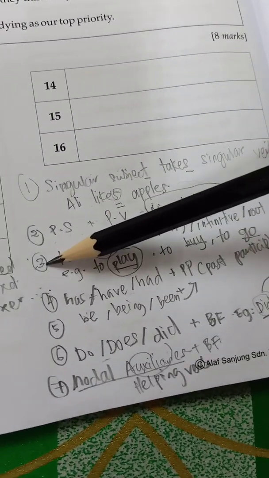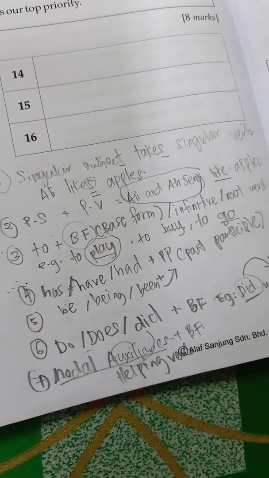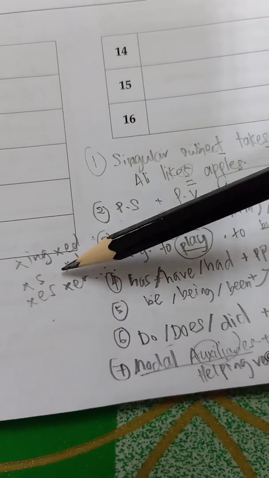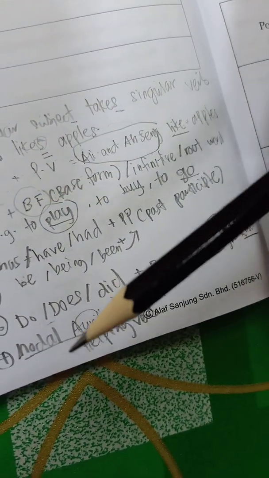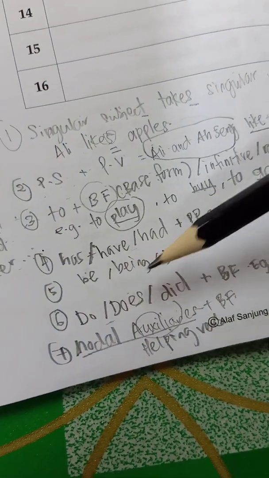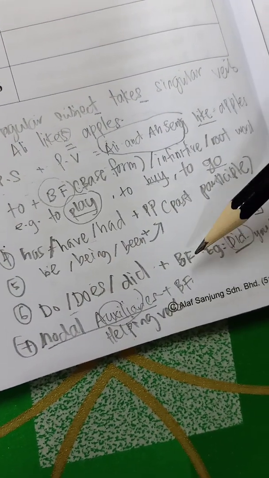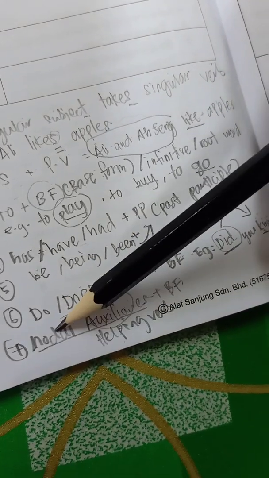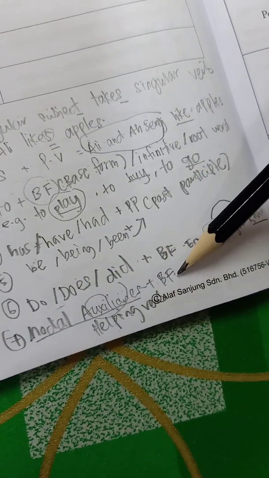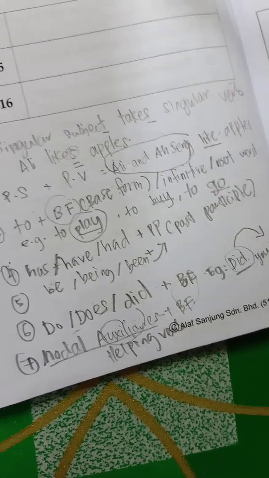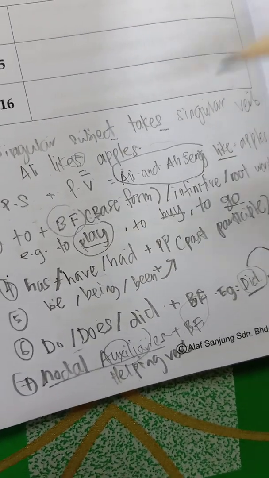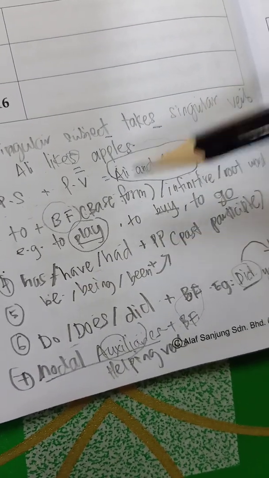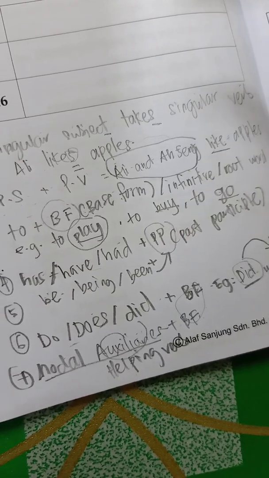The third one is to plus BF, base form. Okay, meaning there's no ing, no ed, no s, no ed, no es, no er. Same goes with do, does, did. It must be followed by BF. Modal auxiliaries too, it must be followed by base form. The next one is has, have, had. Be, being, been must be followed by past participle.